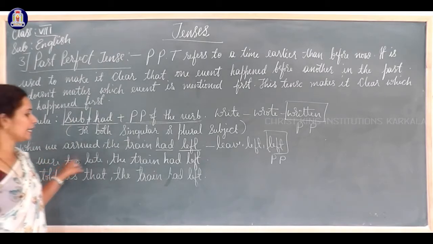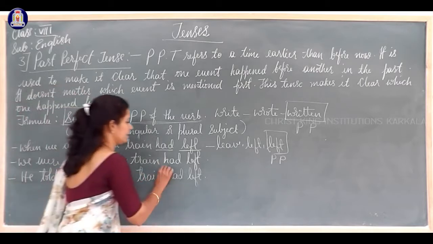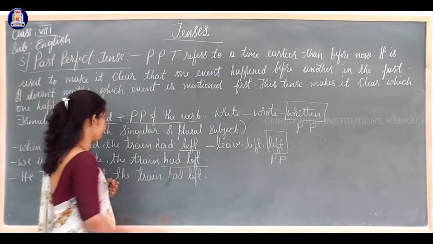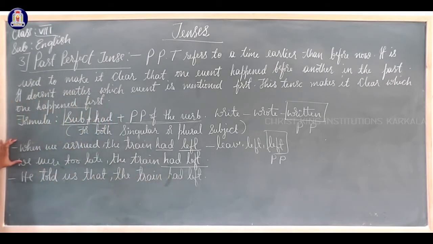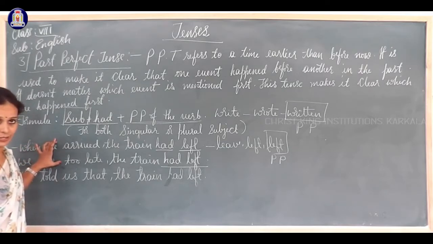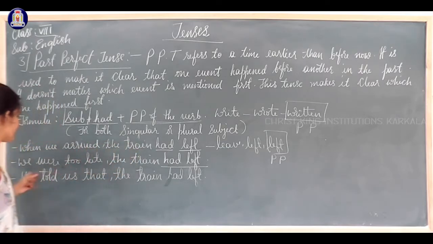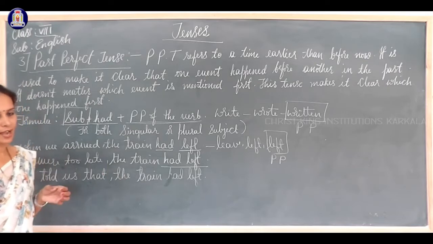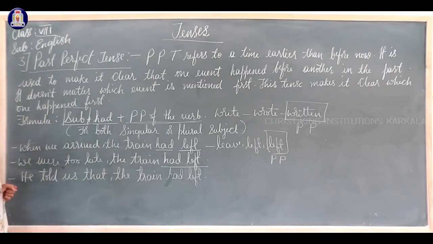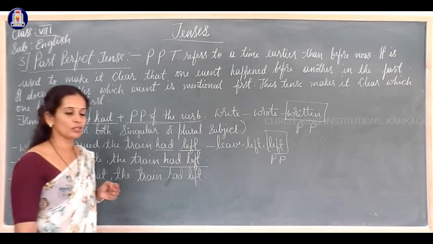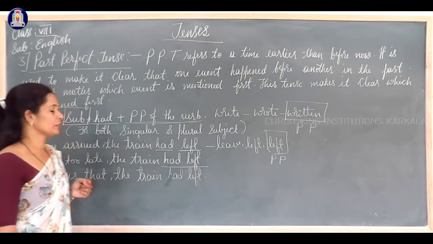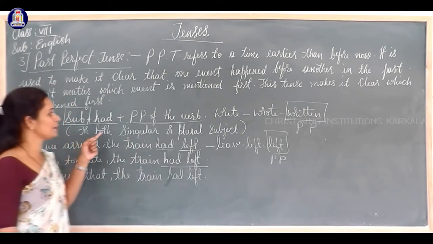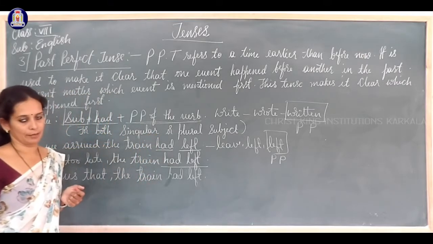We were too late. The train had left. Here again, left. And he told us that the train had left. See, in three ways you can frame a sentence. When we arrived, the train had left. We were too late, the train had left. He told us that the train had left. So here past perfect tense tells us about the completion of an action before another action. Is it clear? What is the formula for it? Subject plus had plus past participle of the verb.